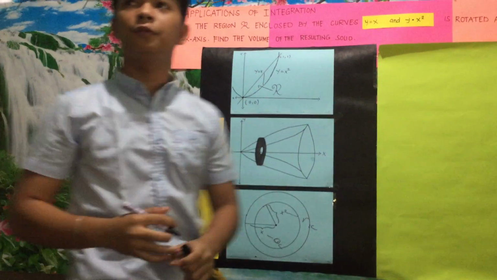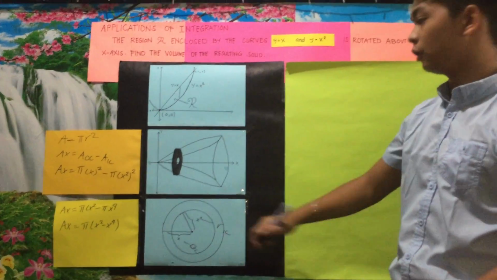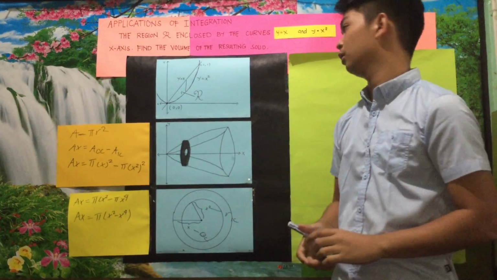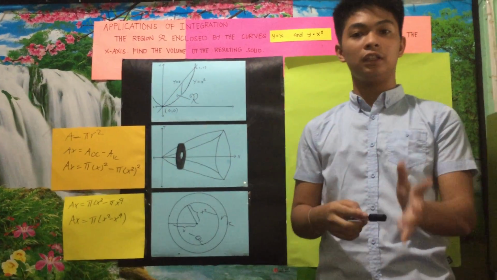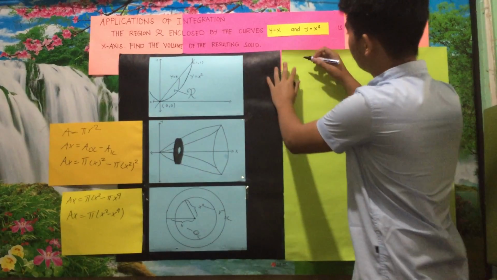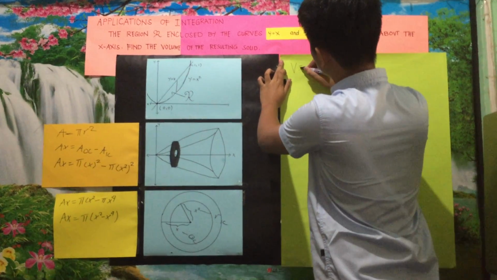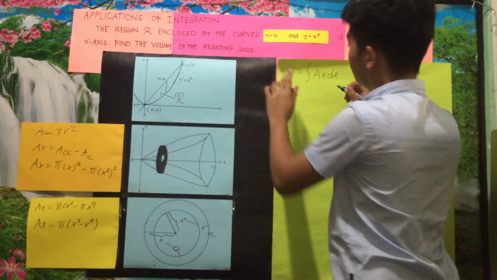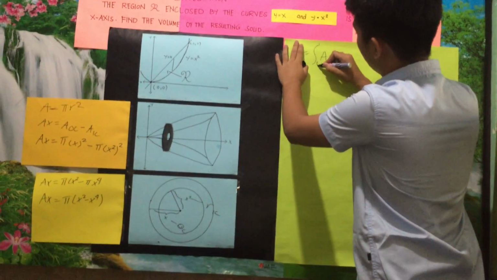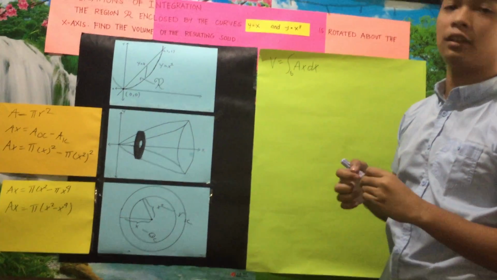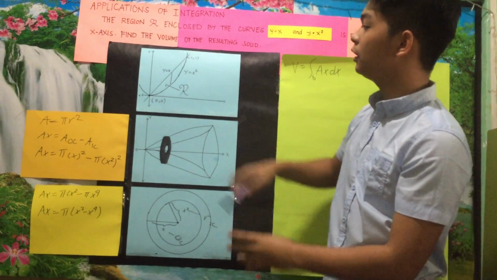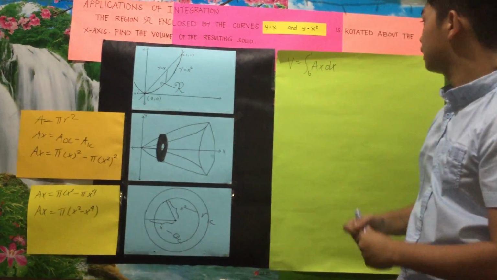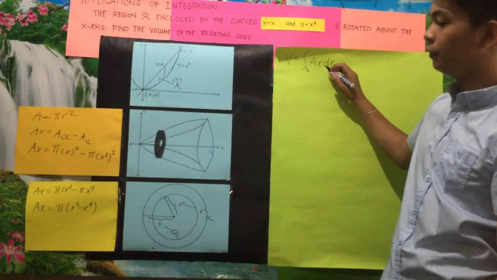And since we now have the cross-sectional area, we can proceed to finding the volume of the solid. The formula for the volume of a solid is V equals the integral of A(x) dx from 0 to 1. Why 0 to 1? Because we can see in the first graph that the curves intersect from the origin to the point 1.